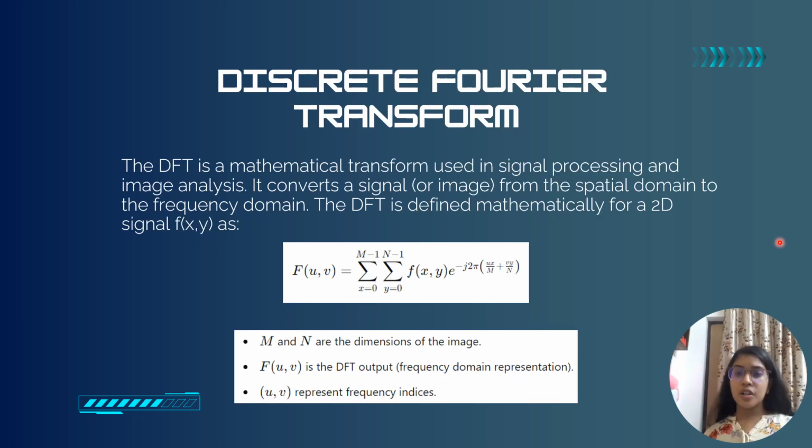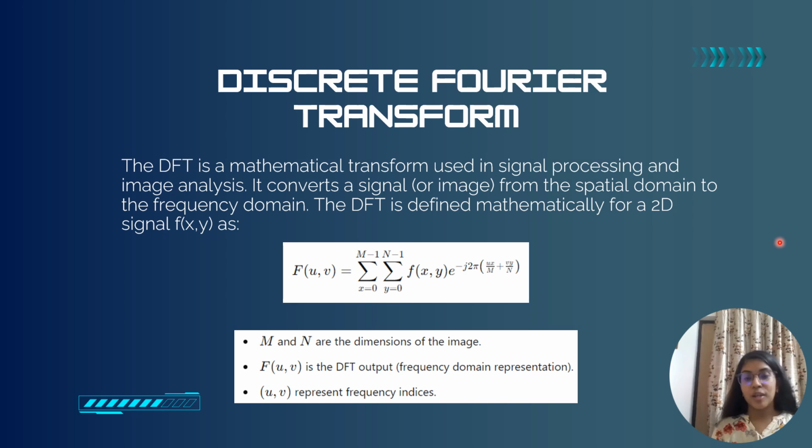Firstly, what is Fourier transform? It is a mathematical transform which basically converts a signal, or in this case an image, from the spatial or the time domain to the frequency domain. This is the mathematical form of the discrete Fourier transform for a 2D signal or a 2D matrix.